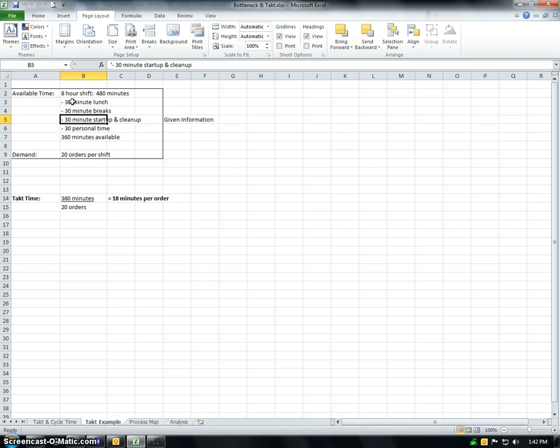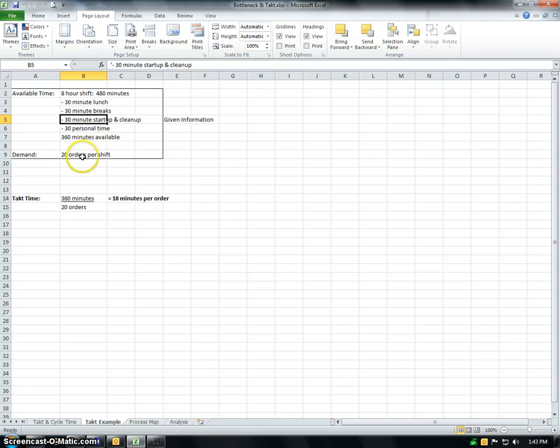Available time in this example, we've got an 8-hour shift, 60 minutes an hour, so 480 minutes, but you can see that we subtract out some allowances, things like the fact that just because we pay people for 8 hours, they don't actually work 8 hours. They take lunches, they take breaks. It takes time to get started in the morning. It takes time to clean up or wrap up at the end of the shift. There's some personal time when you're there but you're not actually working. So maybe a more realistic number is 360 minutes available during a shift.